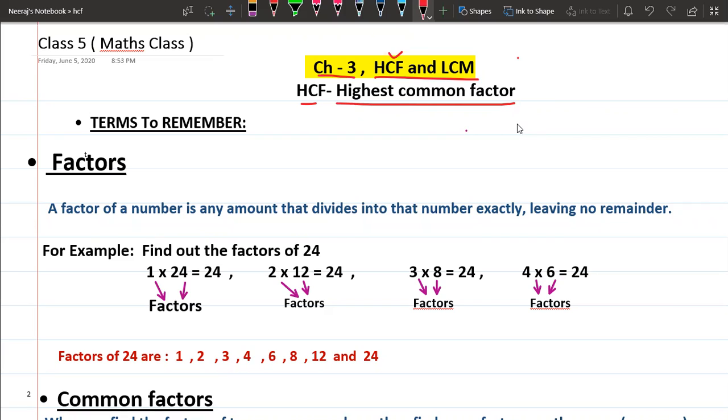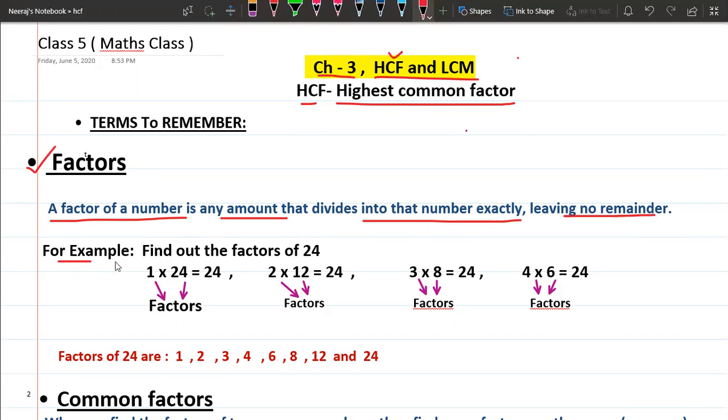So before we start the chapter, highest common factor and LCM, we have to focus on some points that you have to learn while performing the problem sums. So firstly, we will discuss the factors. What are factors? A factor of a number is any amount that divides into that number exactly, leaving no remainder. It means you have to find the combination of pairs of numbers so that it will be exactly divisible by the given amount, leaving the remainder 0.